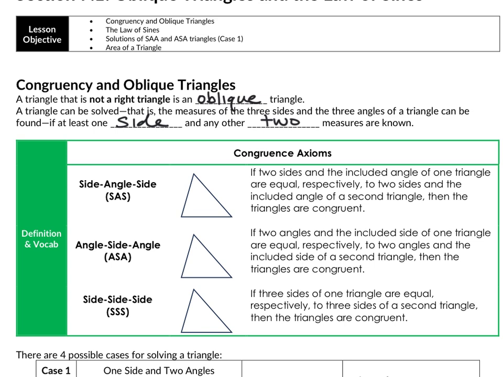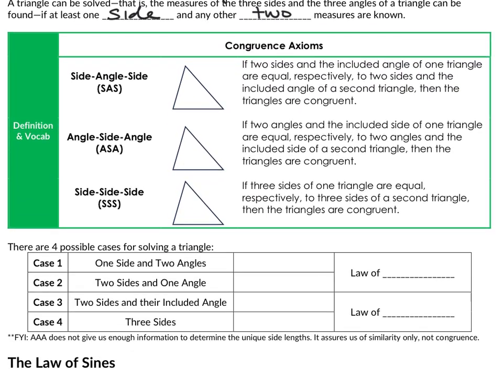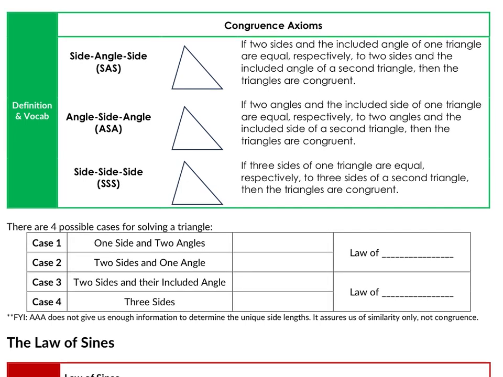So if we think about congruence axioms back from geometry class, you had these three congruence axioms for being able to tell if triangles are congruent. The first one is called side, angle, side. If you look at a side and then an angle and then a side, you could match up two triangles to decide that they were congruent if they had matching side, then angle, then side.